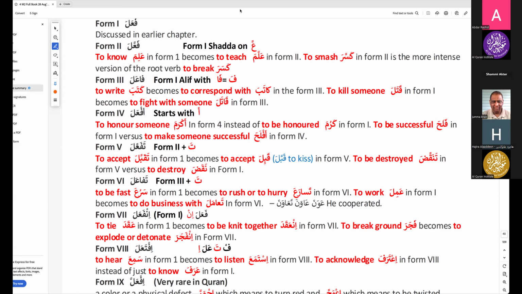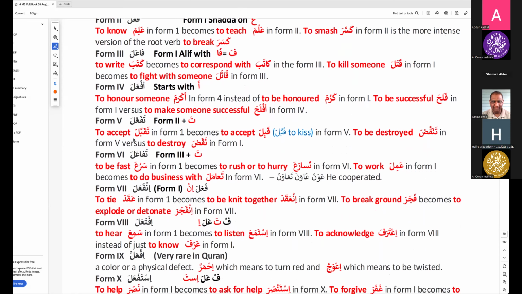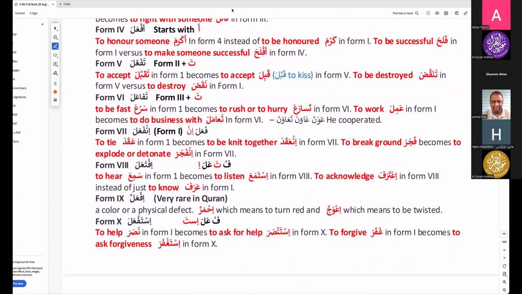Form number 5. Okay, form number 5. Let's get this pen again.